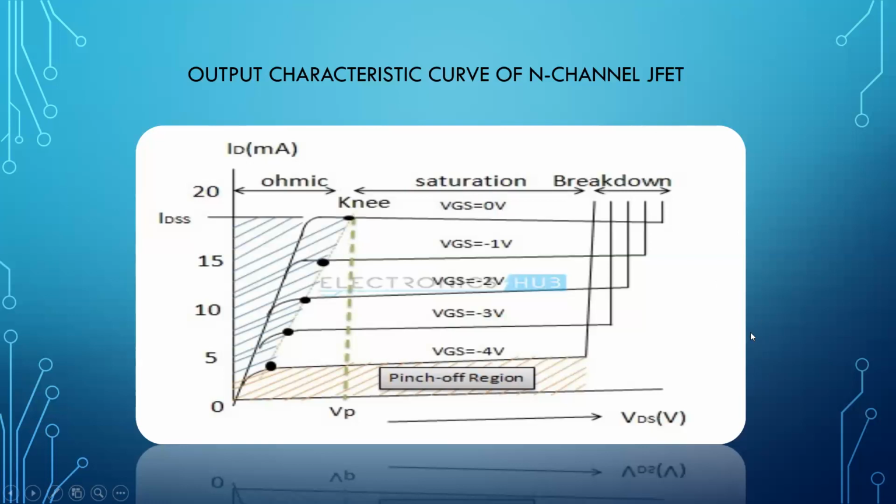This is the breakdown region. The voltage between the drain and source is high enough to cause the JFET resistive channel to break down and pass uncontrolled maximum current.